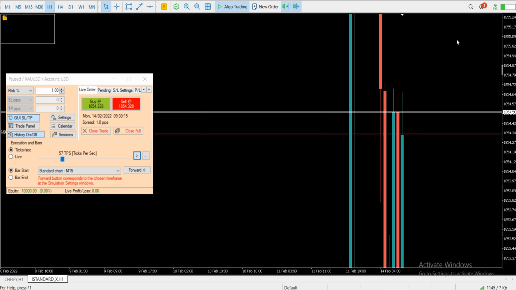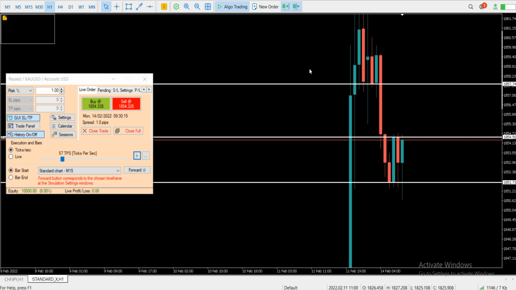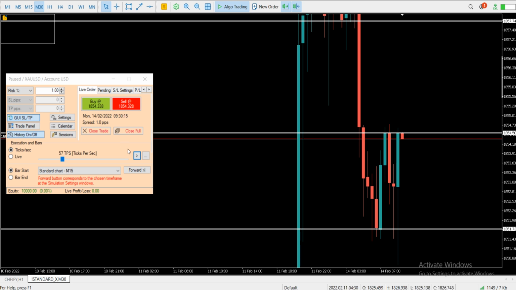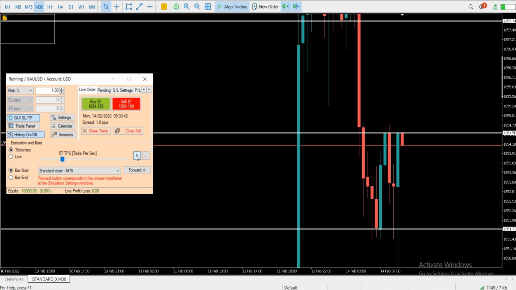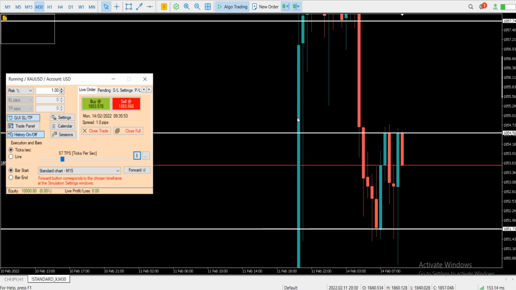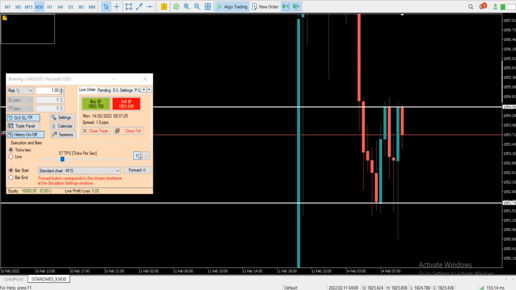15-minute, 1 hour. If this candle wicks down, then breaks the high, I think there's a very high chance that we can take a buy. Okay, it wicked down. Now if it goes up and breaks the high right here, I'm going to enter the buy trade. If not, then just waiting.